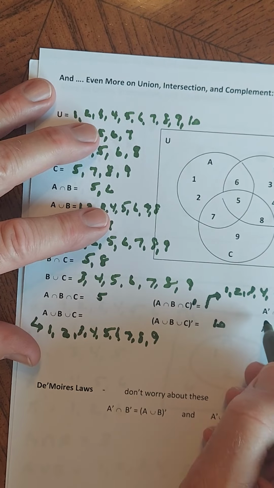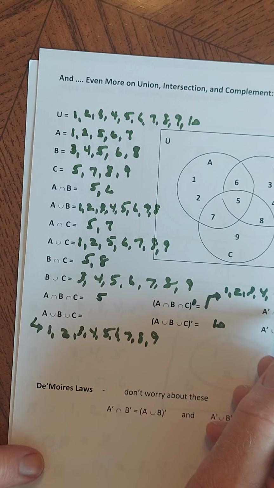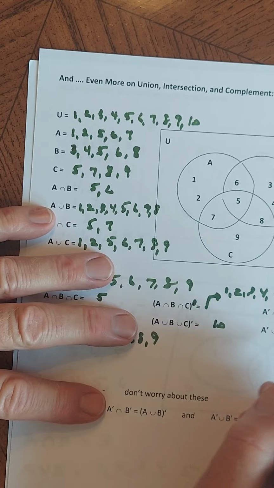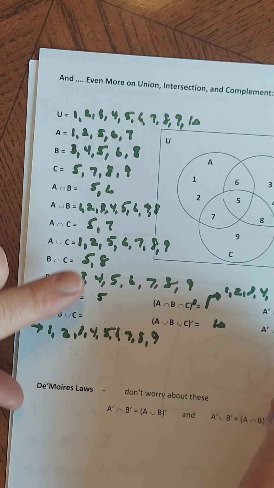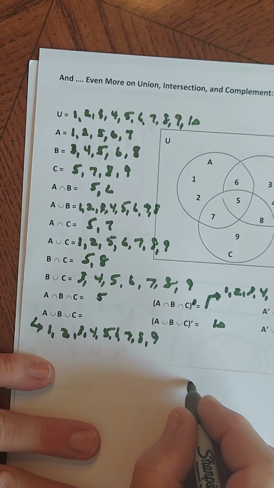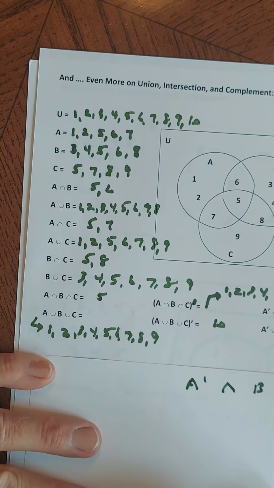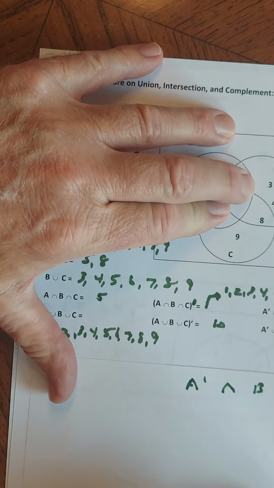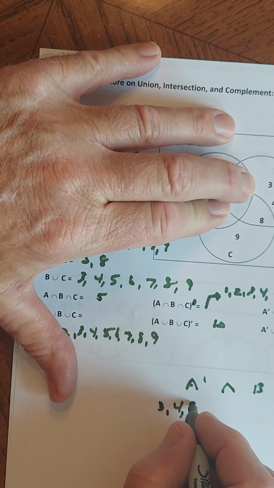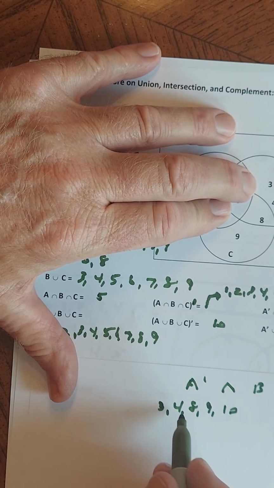Okay. Now I want to take the complement of A, intersect the complement of B. Now, I've already got those somewhere. No, I don't have them. Okay, so let's just do it this way. So the complement of A, let me do this. I want the complement of A intersect the complement of B. So the complement of A is 3, 4, 8, 9, 10.